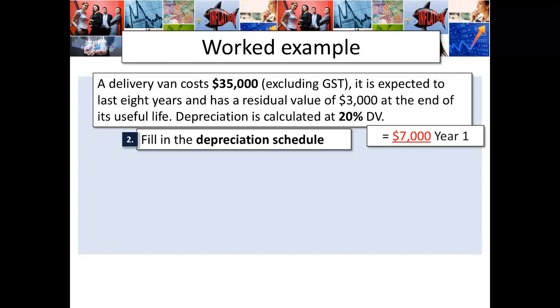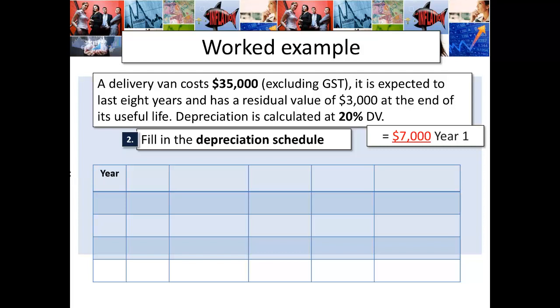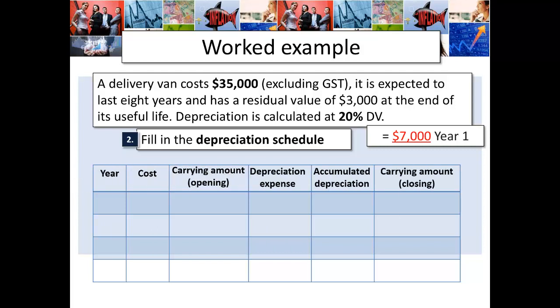Right, next step, filling in the depreciation schedule. Exactly the same as we've been through before. Year, cost, carrying amount opening, depreciation expense, accumulated depreciation, leaving us with the carrying amount closing. A van costs $35,000. That's our opening carrying amount. Depreciation expense of $7,000. That's it because it's our first year. $35,000 minus $7,000 will give us our carrying amount closing. As we know, that carrying amount closing will become the value of our carrying amount opening in the second year.